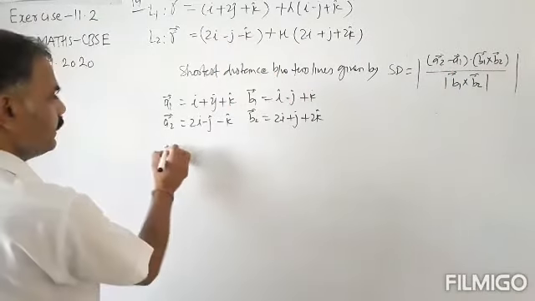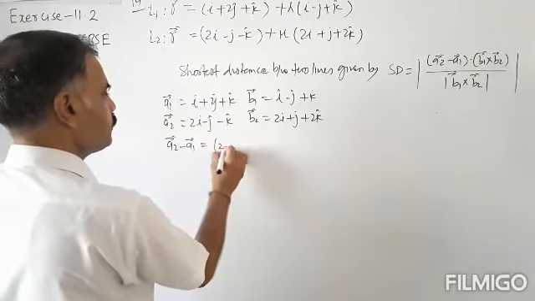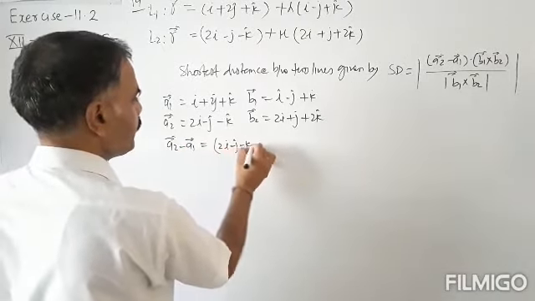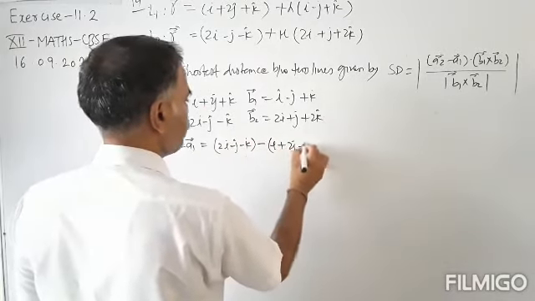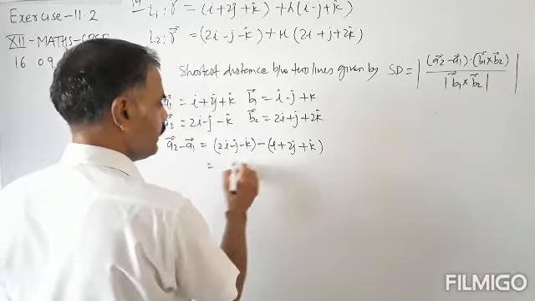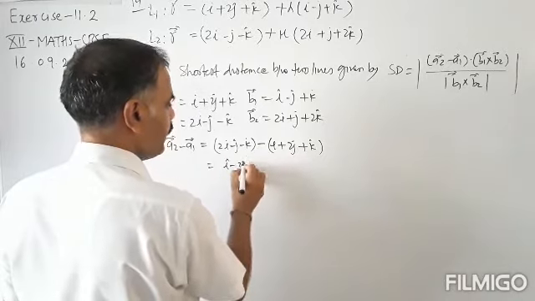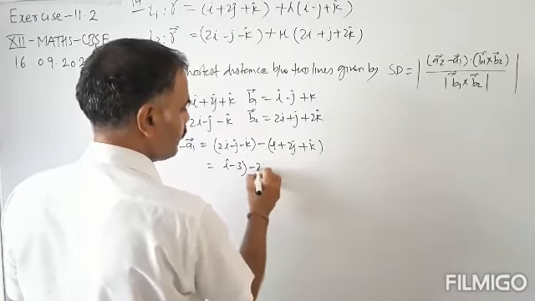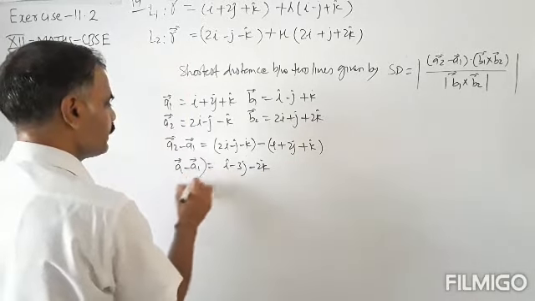After that we have to find a2 vector minus a1 vector, which equals 2i cap minus j cap minus k cap minus (i cap plus 2j cap plus k cap). Solving this, we will have 2i minus i cap, minus j minus 2j is minus 3j cap, minus k minus k... minus 2k cap. So this is a2 vector minus a1 vector.